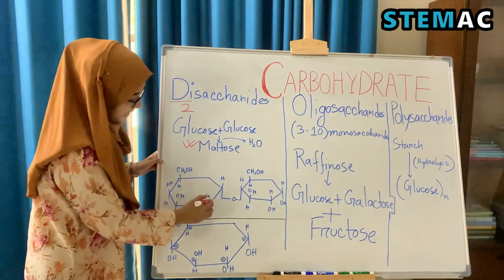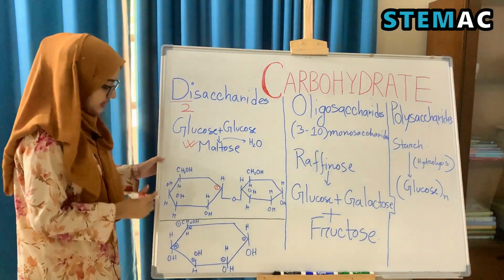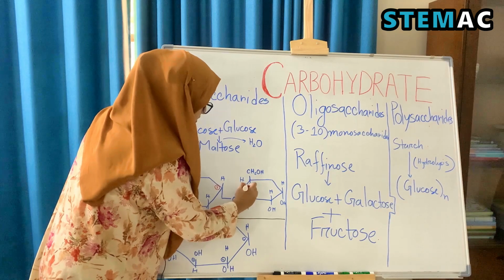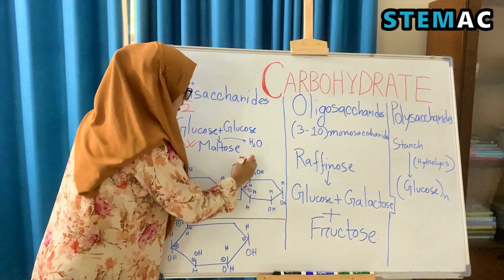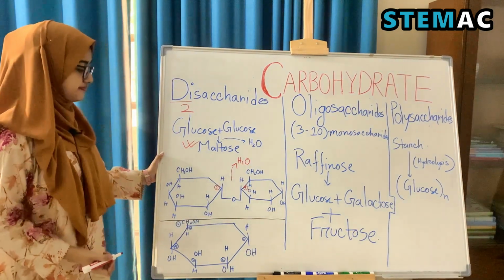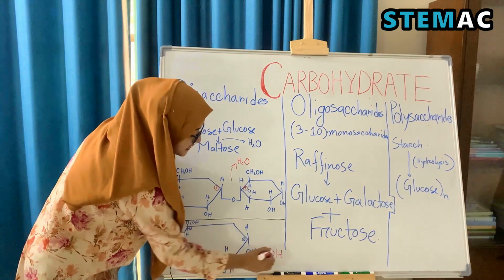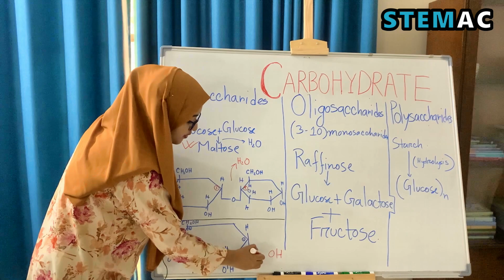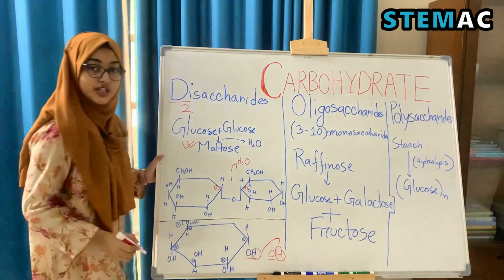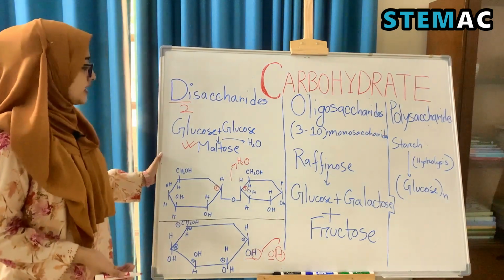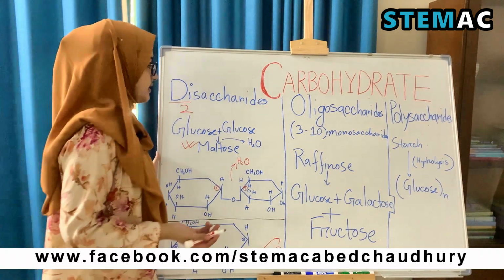So here we can see the first carbon of one glucose and the fourth carbon of another glucose react with each other, which releases water and a bond is formed. So this hydroxide reacts with another hydroxide and 2 H and 1 O is released. So the maltose is formed. There are other examples of disaccharides. You will know when you read the book.